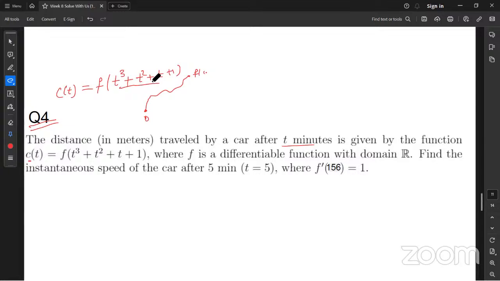Okay, and also it is saying that f is a differentiable function with domain R. In R it is a differentiable function, which means that we can directly differentiate. Find the instantaneous speed of the car after 5 minutes. It means what we need to find: C prime of 5. Right? And also we are given that f prime of 156 is 1. That we have been given.